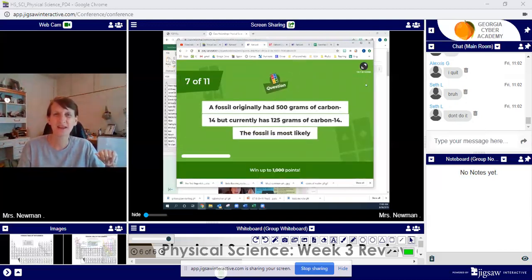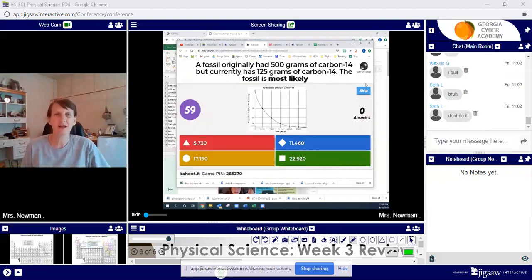A fossil originally had 500 grams of carbon-14, currently has 125. The fossil is most likely how old?